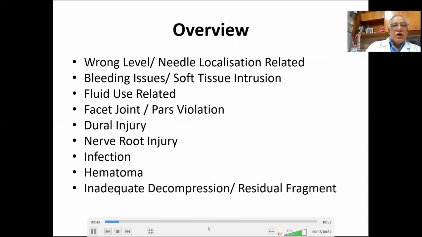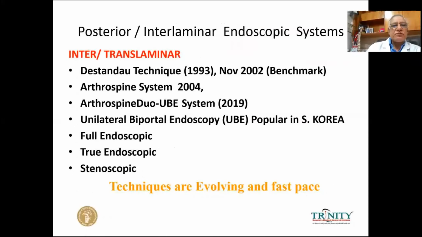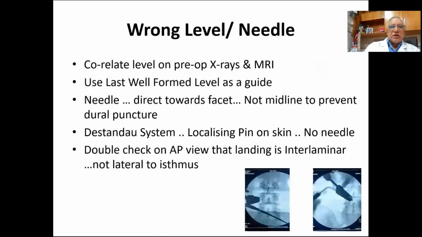So I will be covering various areas such as wrong level, bleeding issues and soft tissue intrusions, fluid use related problems, facet joint parts violation, dural injury, nerve root injury, infection, hematoma, inadequate decompression and residual fragment. My experience is mainly with posterior interlaminar endoscopic discectomy. I have been using the Destandau technique, Arthrospine system, Arthrospine DUB and unilateral bilateral endoscopy techniques in my clinical practice.